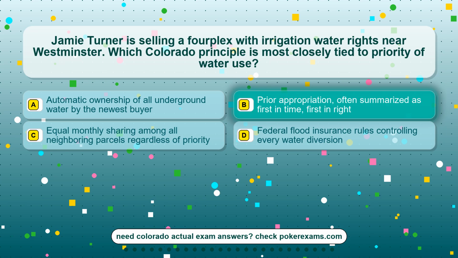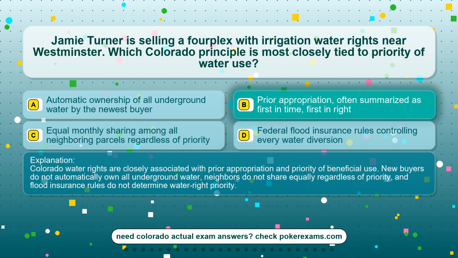The correct answer is option B, prior appropriation, often summarized as first in time, first in right. Colorado water rights are closely associated with prior appropriation and priority of beneficial use. New buyers do not automatically own all underground water, neighbors do not share equally regardless of priority, and flood insurance rules do not determine water right priority.